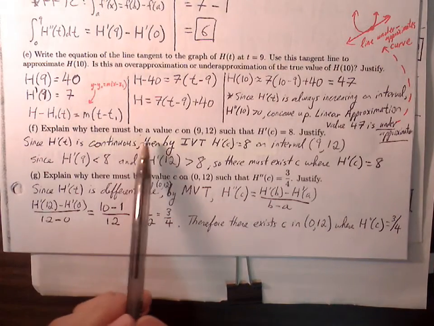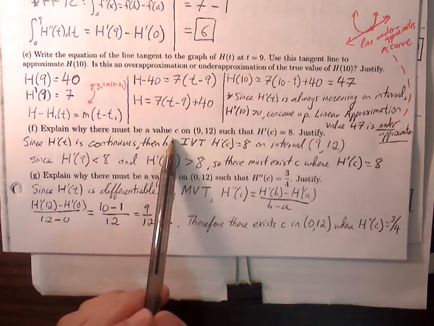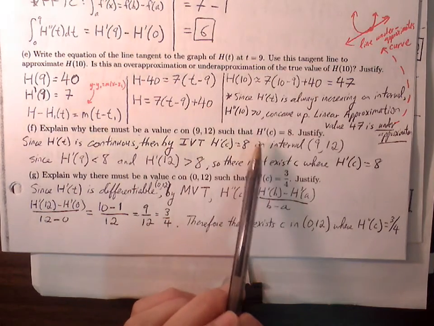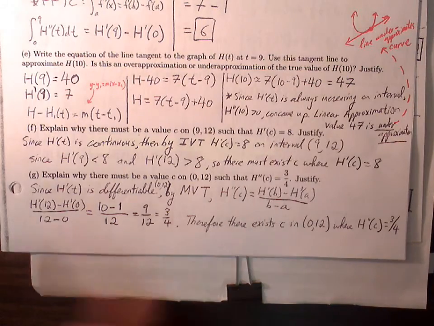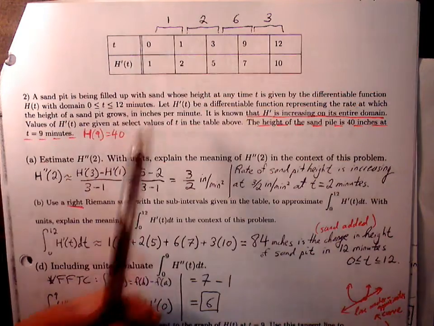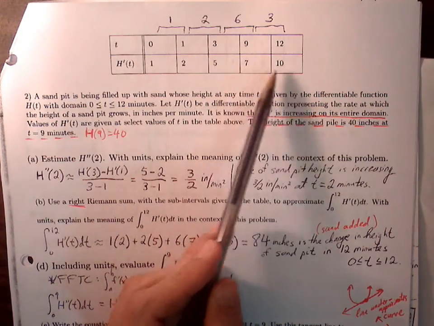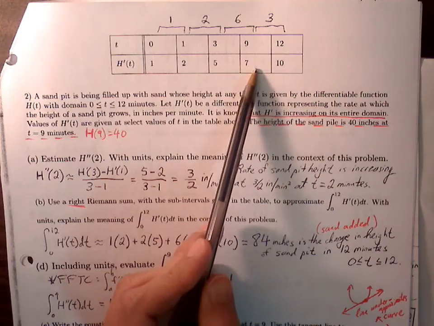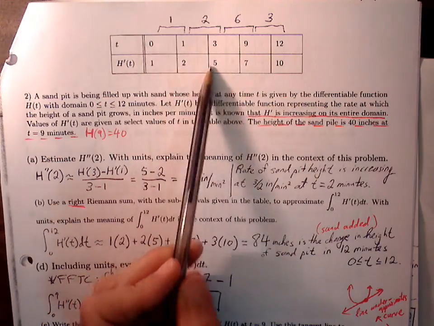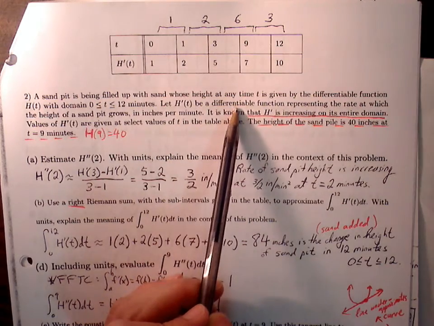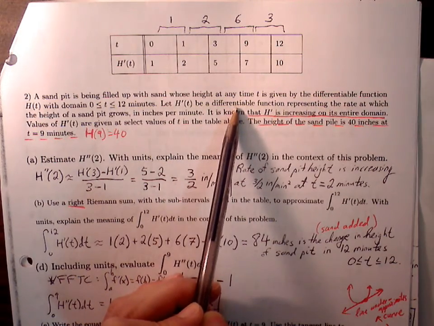All right, explain why there must be a value c on the t interval from 9 to 12 such that h prime of c is equal to 8. So this is the h prime graph. Can we guarantee that this h prime graph is going to reach h prime value of 8? Well, we know that the graph is going to connect between all these points because they say h prime is differentiable, which must mean that it's also continuous.